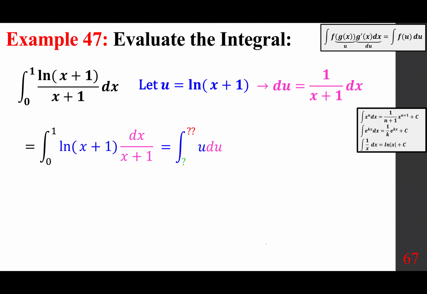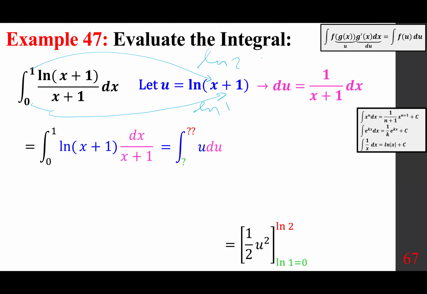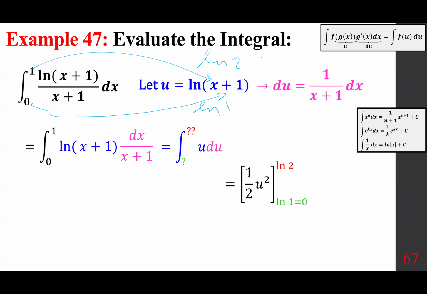And again, the power rule says it's half of u squared. You can go back to the original variable and original limits, or you can plug in 0 here. You get ln 1, which is 0. You put in 1, you get ln 2. And it's important to keep ln 2 as ln 2. So you plug in ln 2.